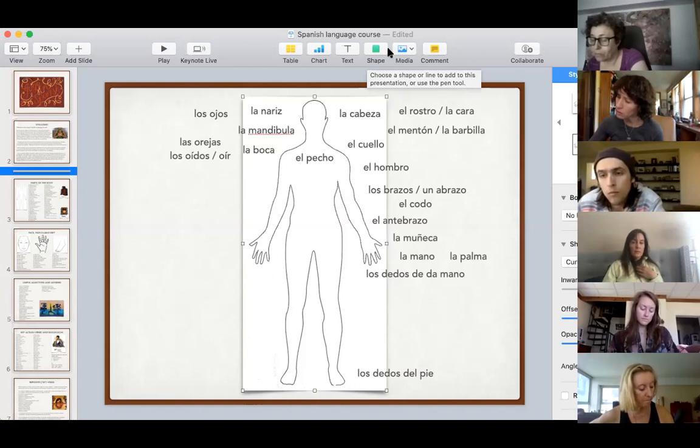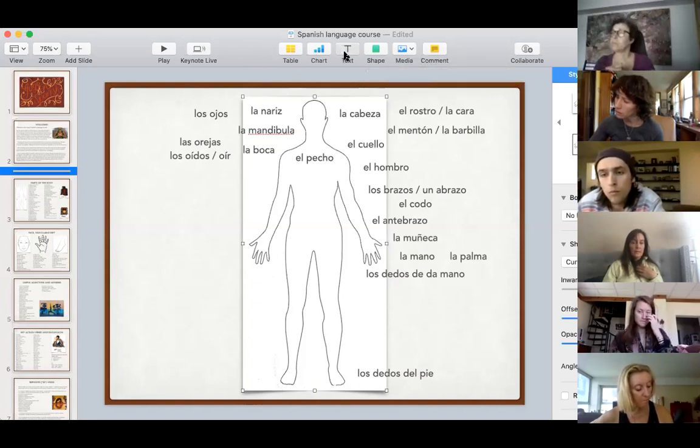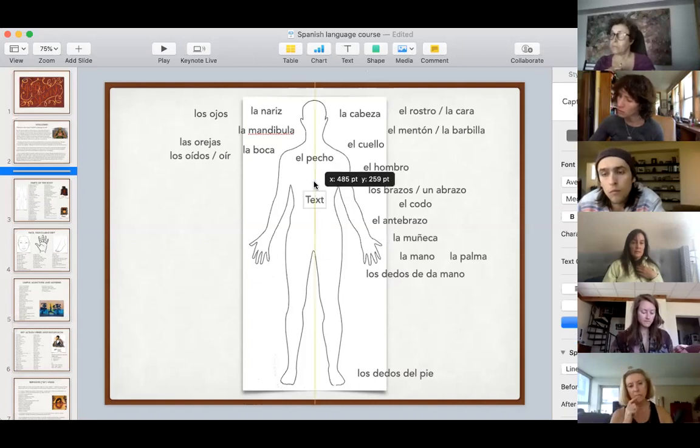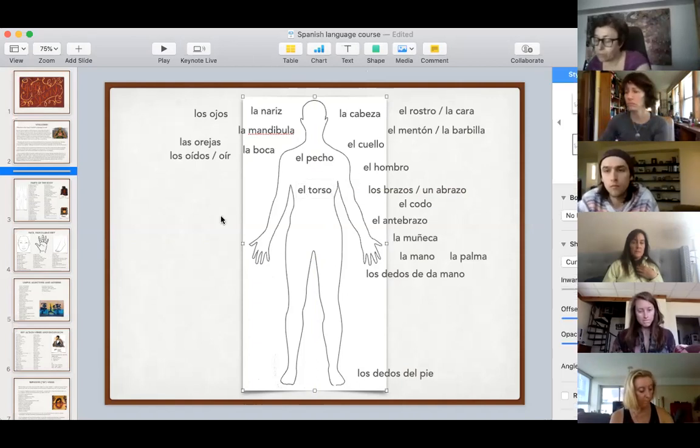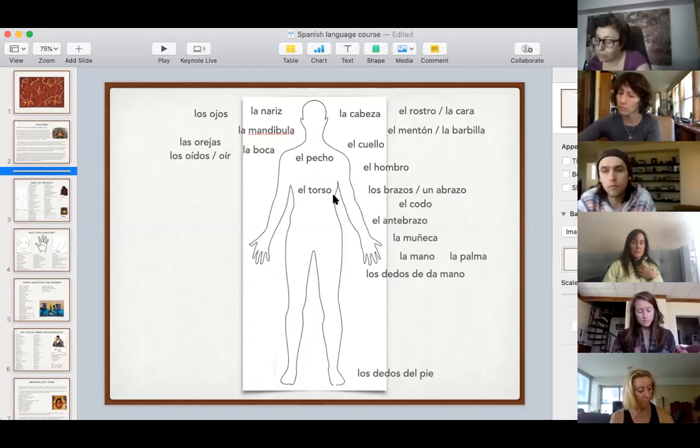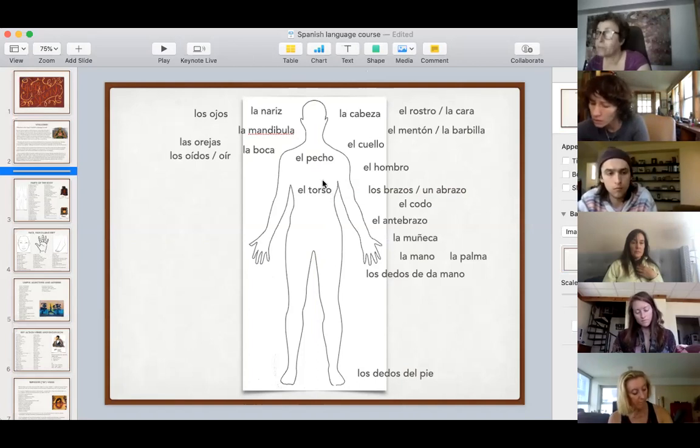So the area of the pectoral muscles, the sternum. For me, el torso is really the whole of the upper body between the hips and the shoulders. But yeah, el torso is another really super useful word.